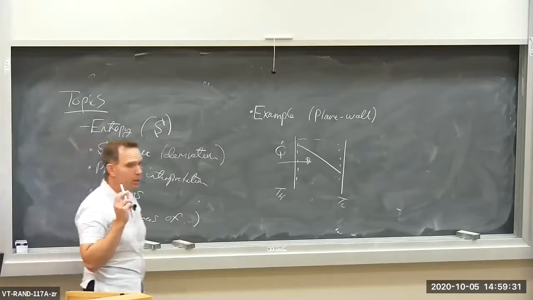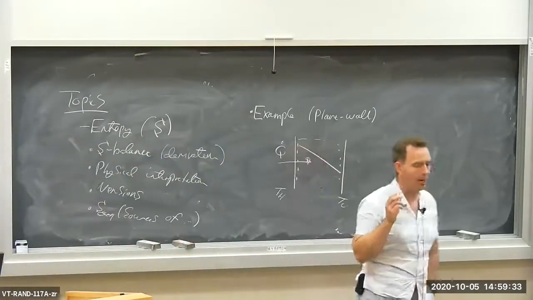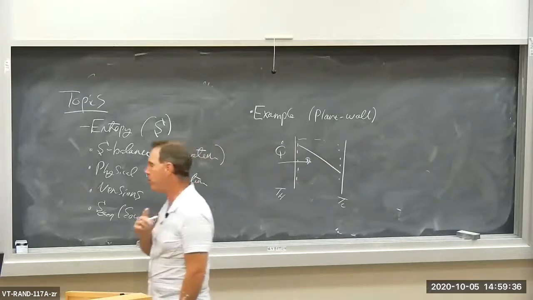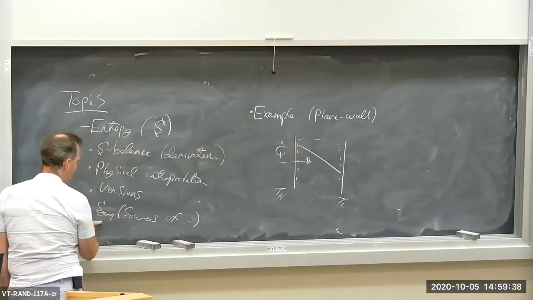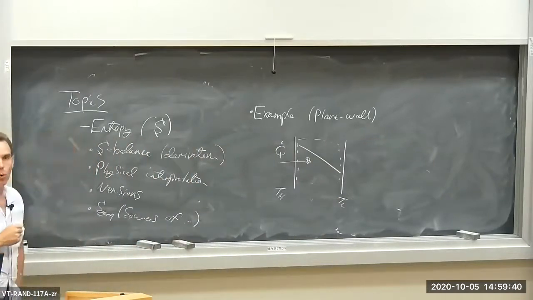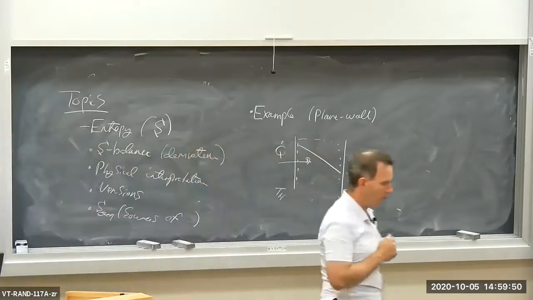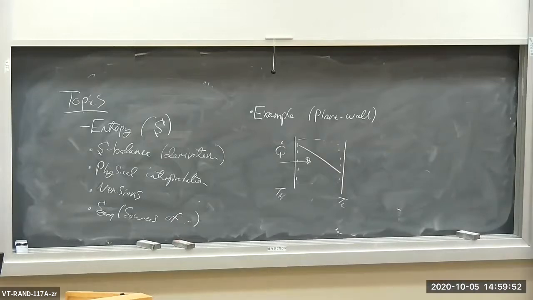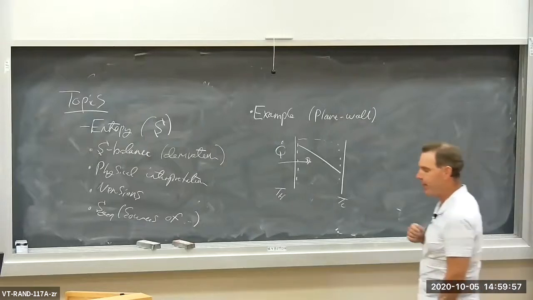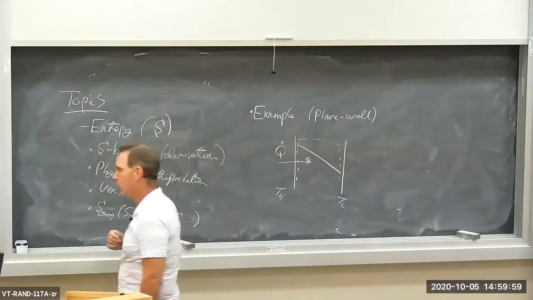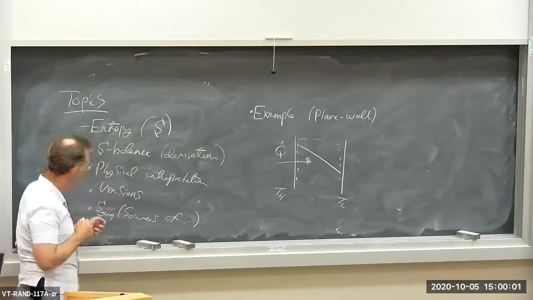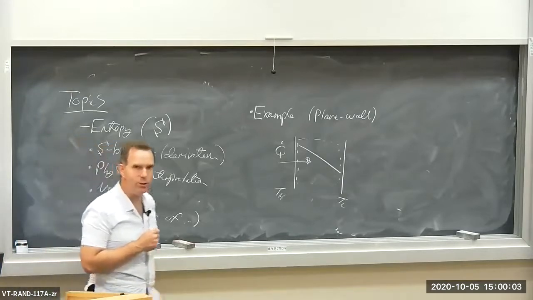I told you the entropy balance is going to look a little bit strange. One of the reasons it's going to look strange is because you have this entropy source term. Entropy can be generated due to irreversibilities within the system. Remember the second law about reversible versus irreversible processes? Well, the presence of irreversibilities within the system during the process results in entropy S being generated.